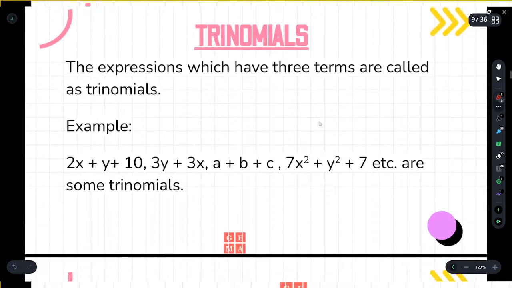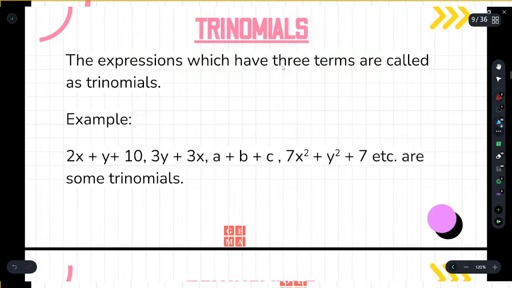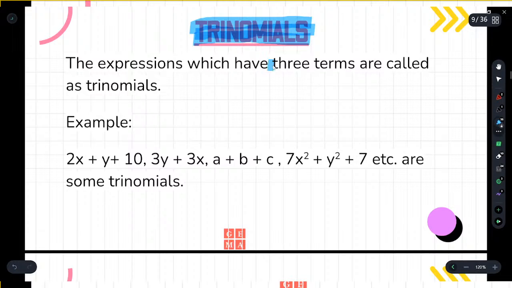Next we have got a trinomial, and what is it? As I said, tri means having 3 terms in it. Okay, having 3 terms. Like here, let's see. 2x is 1, y is second, 10 is the third one. 3y, 3x, let's add another one because it has to be a trinomial, right? It has got to have 3 terms.